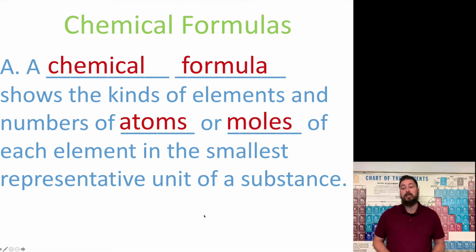A chemical formula shows the kinds of elements and the number of atoms or moles of each element in the smallest ratio possible. For example, water is H2O. It's a 2-to-1 ratio, and we can think about that in terms of there being 2 hydrogens and 1 oxygen, but also 2 moles of hydrogen and 1 mole of oxygen.